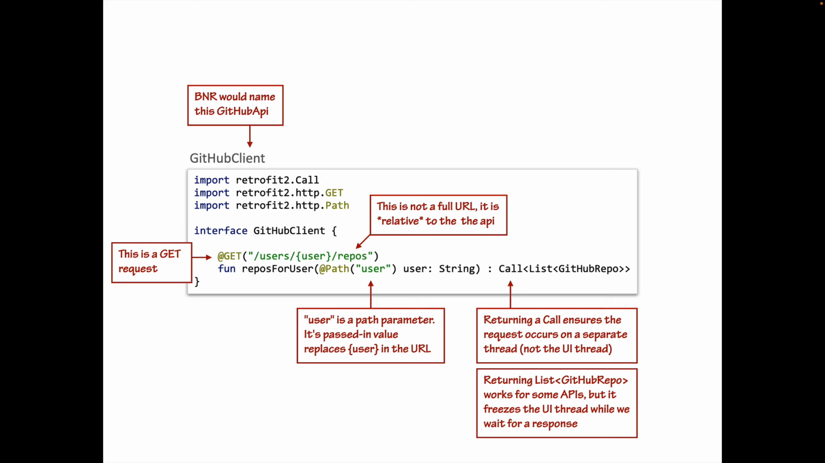Notice that the return type of this function is not a list of repos, but rather a call object that holds a list of repos. The call object is what ultimately sends the request to the server. It allows the network request to run on a background thread. Now recall that Android does not allow network access to occur on the main UI thread.